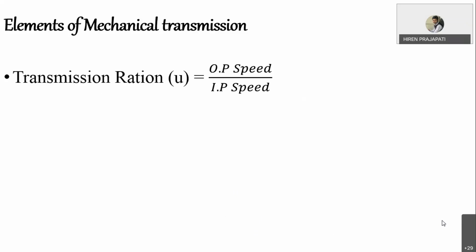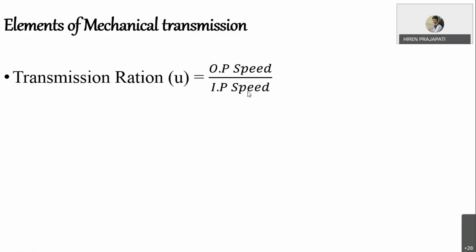So in a mechanical transmission system, the important parameter is the transmission ratio. Now what is transmission ratio? That is the output speed to the input speed. For example, if I'm talking about chuck rotation, then the RPM of the chuck is the output divided by the input.